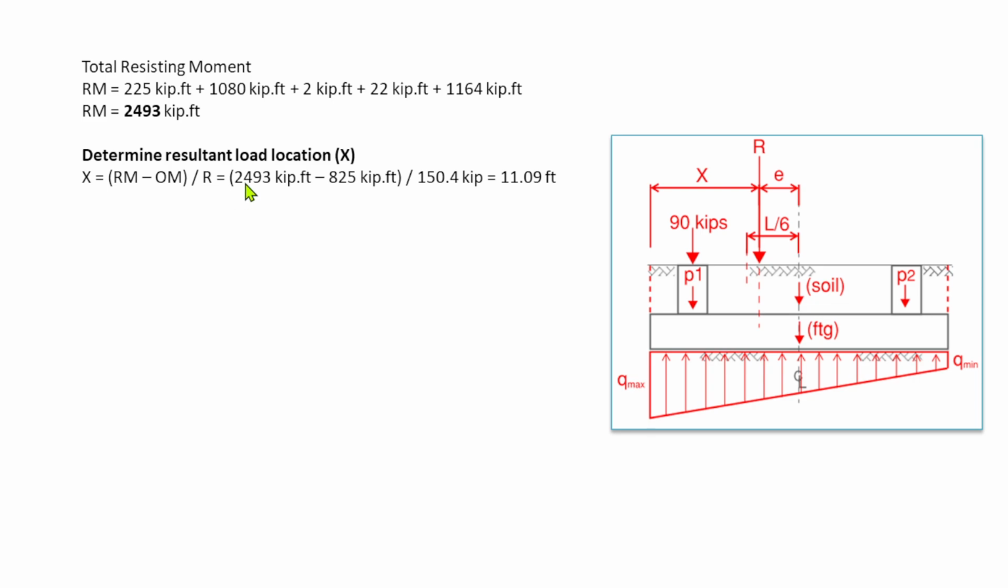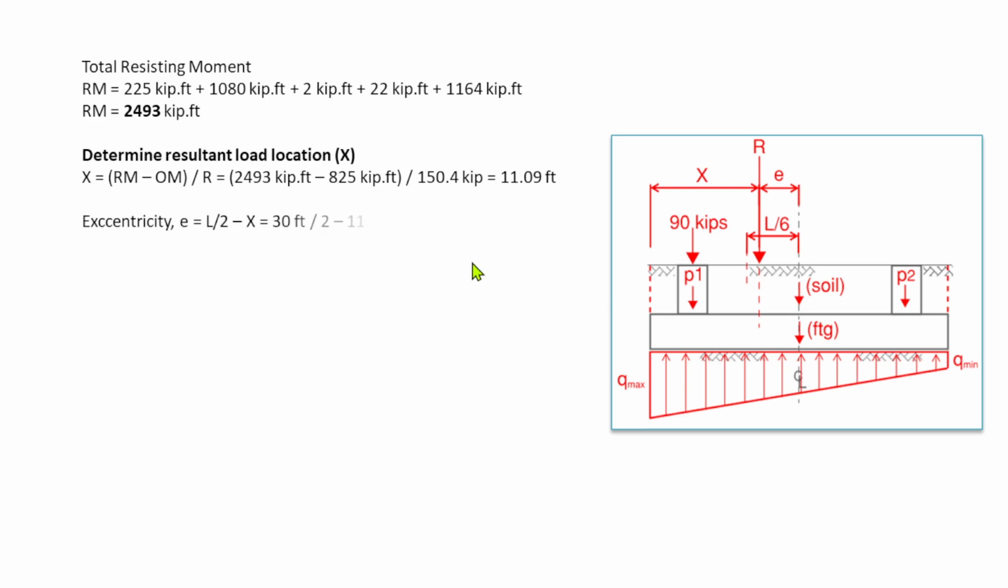So 2,493, which is this one, minus the overturning moment, 825 kips feet, all over 154, the total reaction load, that is R, equal to 11.09. So this 11.09 is within the middle third of the foundation. So we will assume that this one is effective. Our base of footing is effective. There's no tension in the soil pressure.